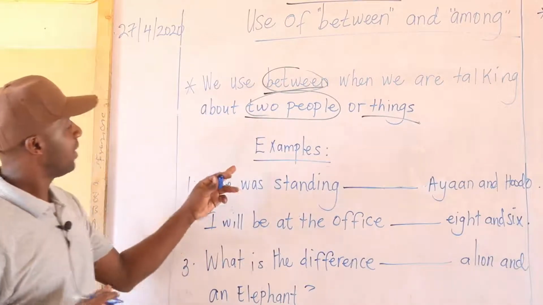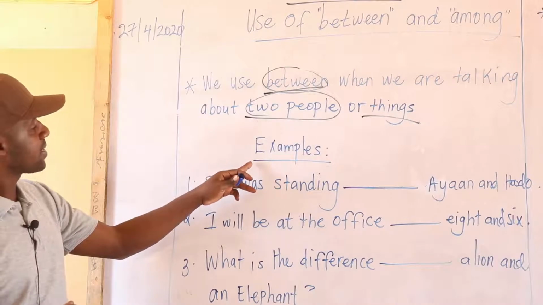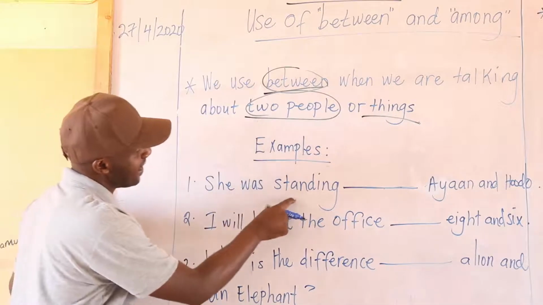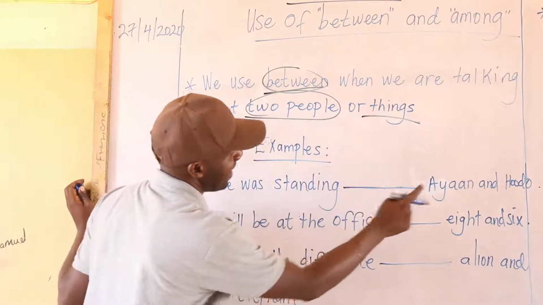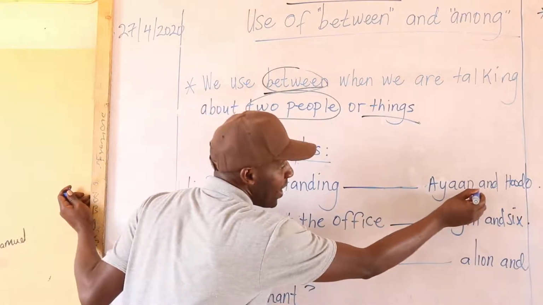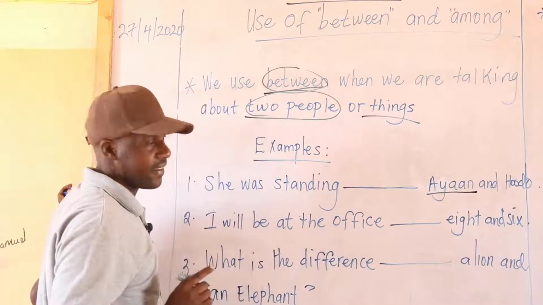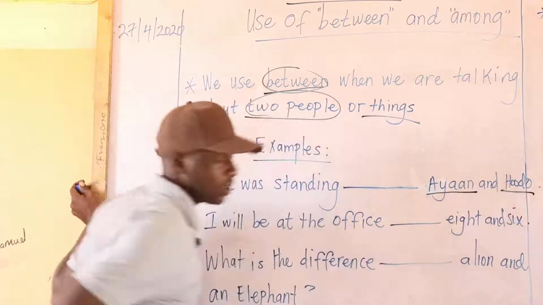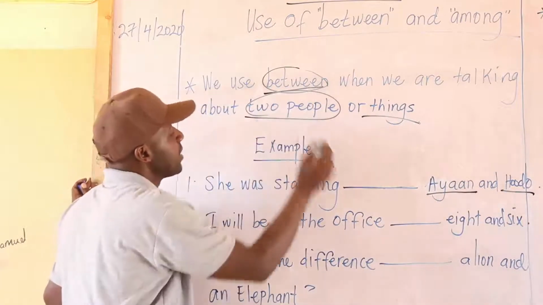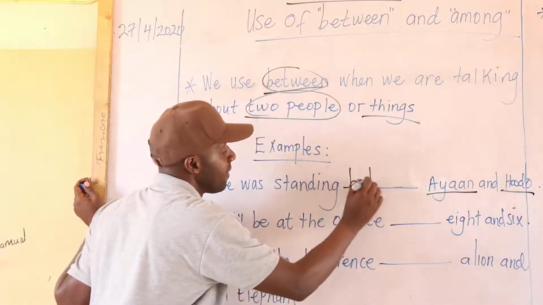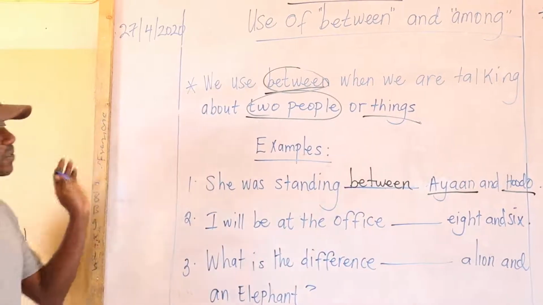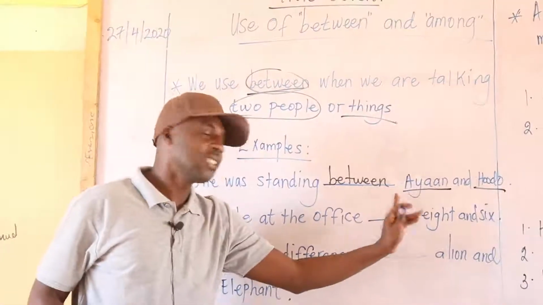Okay? So here, examples. We have number one: she was standing dash Iron and Huddle. So here automatically we are saying we have one, Iron, and another one, Huddle. So these are two people. So we are going to use between, because we are talking about Iron and Huddle.